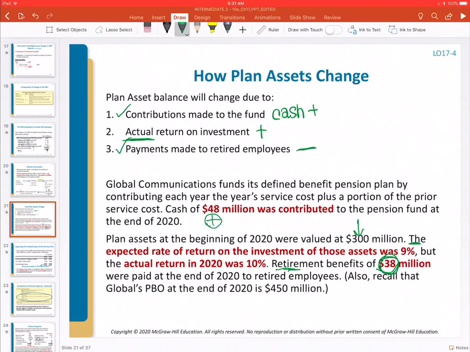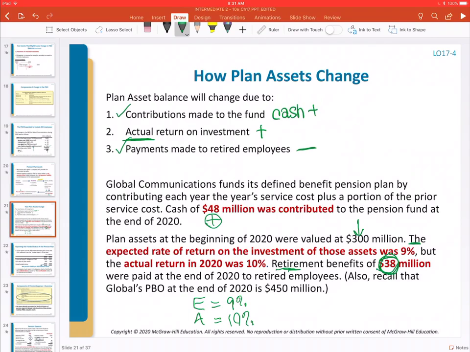So here's what happens in actuality with these plans, right? We would set an expectation at the beginning of the period for how much we would earn in this plan asset fund. And so that expected return, I'm going to just label it E, that expected return was 9%. And then over time, at the end of the year, what we would be able to see is what the actual return was. Actual return, I'm just going to label as A, was 10%.